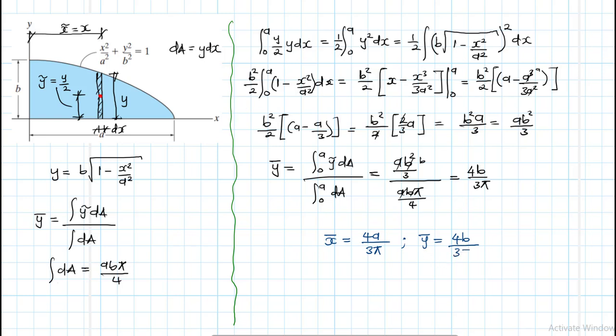Great. I think this is really about it. We found our x bar and y bar for this elliptical area.